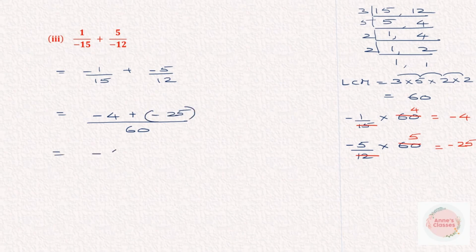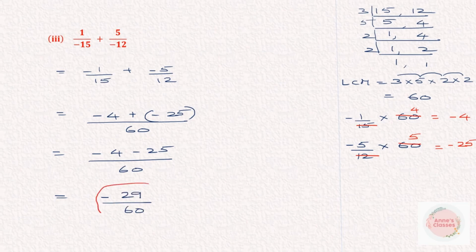Let's remove the brackets. Minus 4 minus 25 by 60. Signs are the same, so put the same sign and add. 4 plus 25 is 29 and the denominator is 60. So our final answer here is minus 29 by 60.